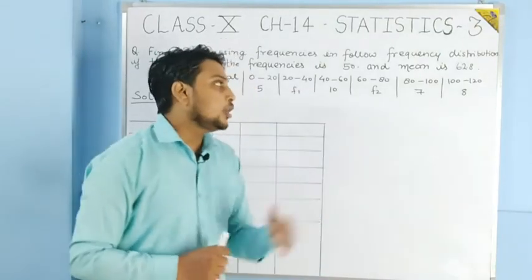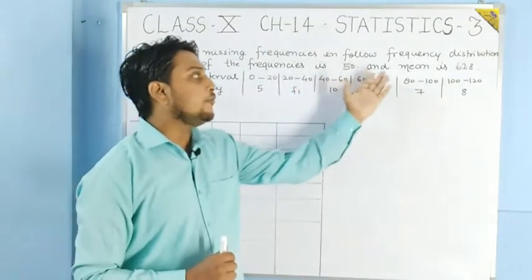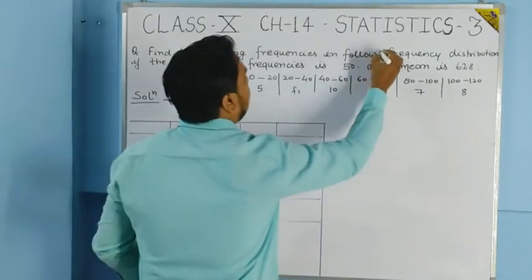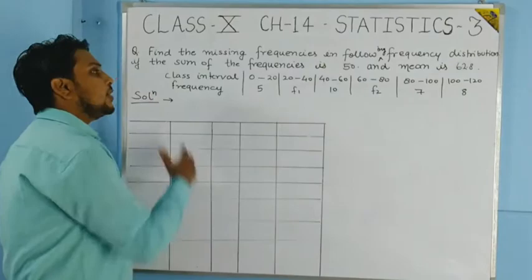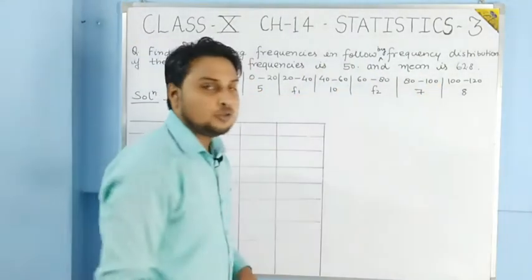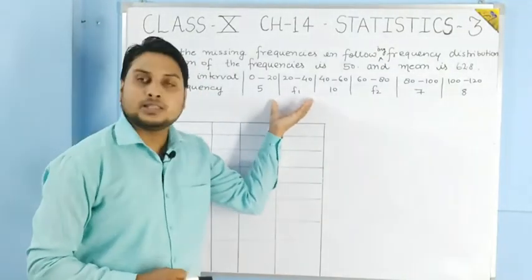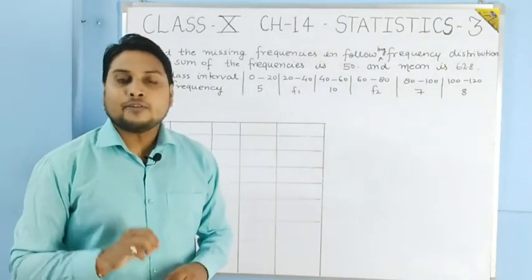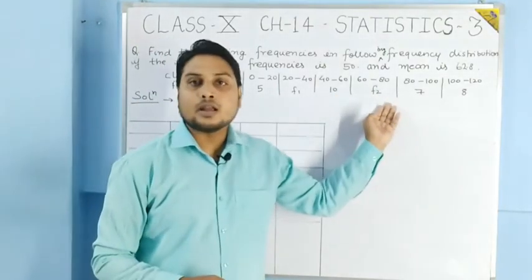Okay, see, the question is: find the missing frequencies in the following frequency distribution, if the sum of the frequencies is 50 and the mean is 62.8. Okay, means here we are having the sum of frequencies and also we are having the mean. We have to find the missing frequencies, that is F1 and F2.